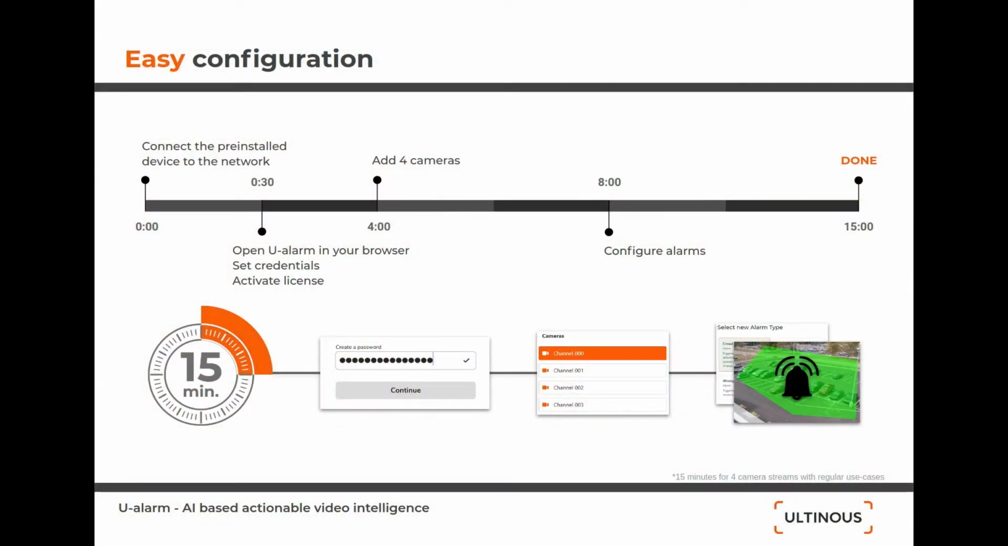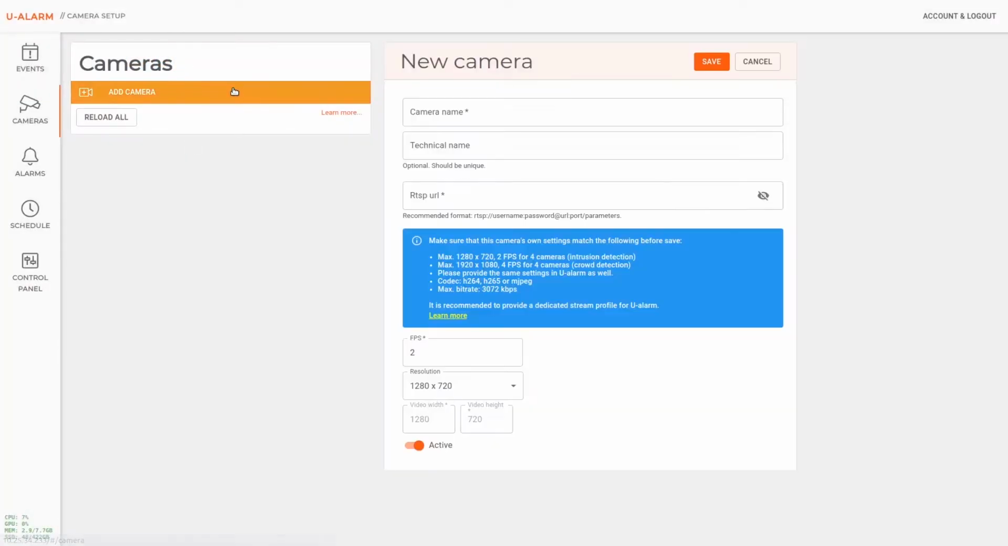Let me give you a quick tour of how easy it is to set up UAlarm. Once we unpack the box, we need to power it on and connect it to the network. We need to run the discovery tool on a Windows machine to find out its IP address. Once we have the IP address, we can log into its web interface. Let's set the camera. We will use the RTSP URL to identify the stream.